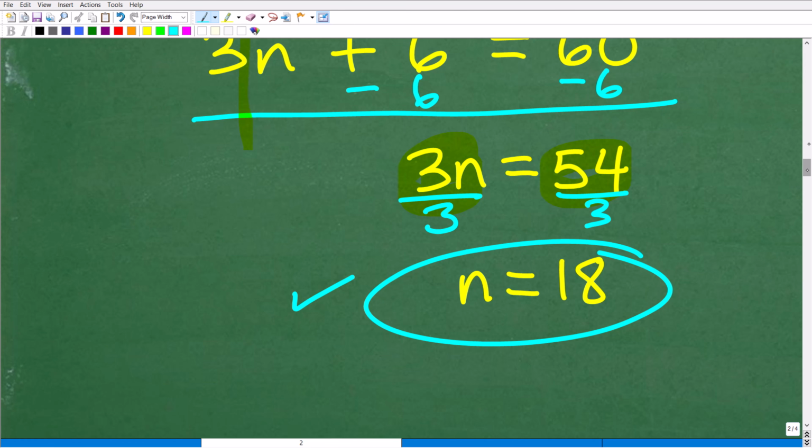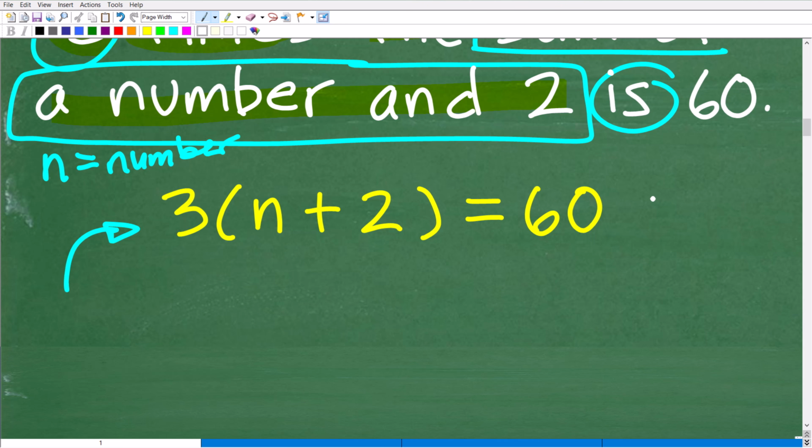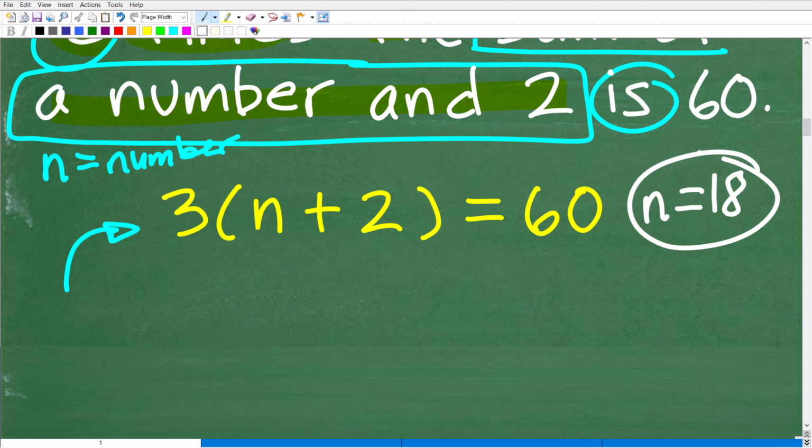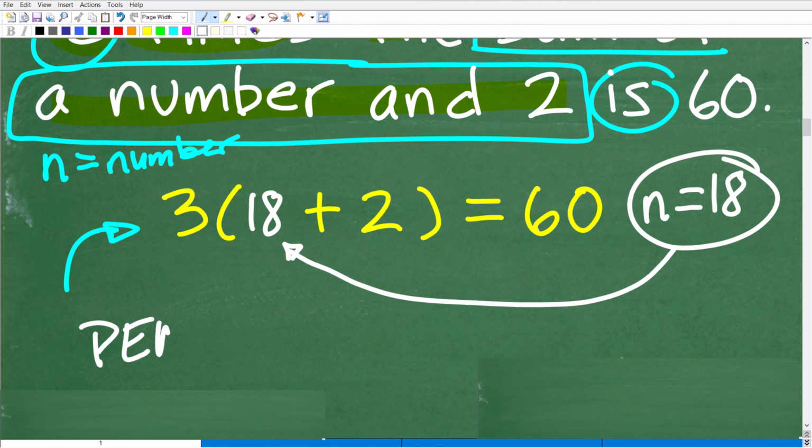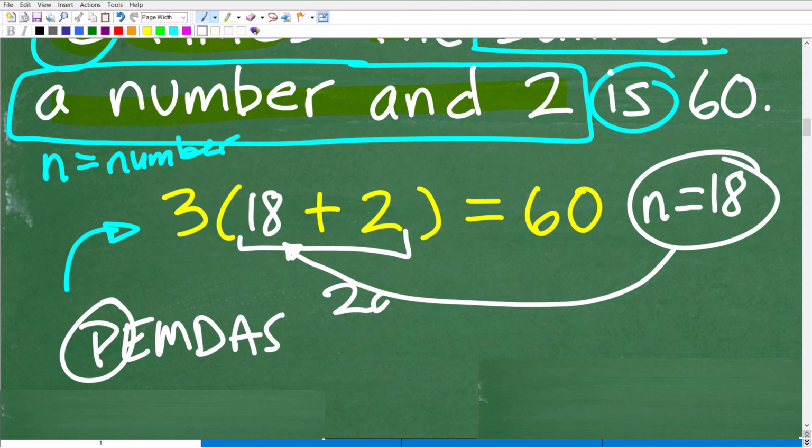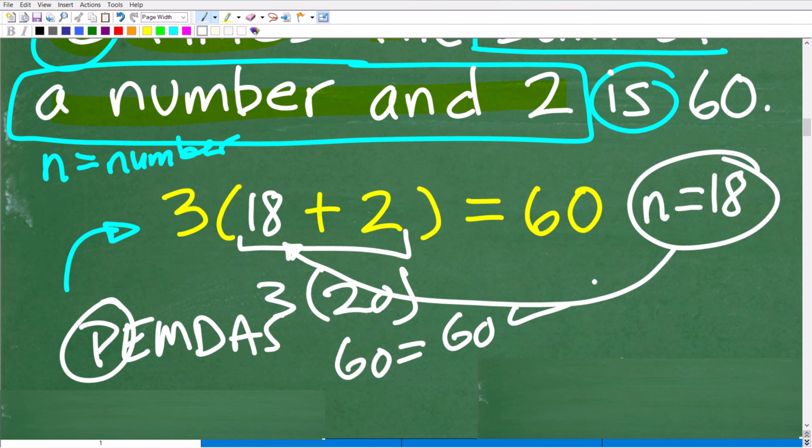Now let's go up here to our actual equation and ask ourselves, does this answer make sense? You should always look at your final answers and ask yourself, hey, does this answer make sense? And you could quickly check this, because if n is 18, we would plug in 18 for n. So let's plug this 18 in here. When you're doing the order of operations, remember PEMDAS, we have to do parentheses first, right? So 18 plus 2 is 20. And 3 times 20 is 60. 60 is equal to 60 over here. So that solution looks good.